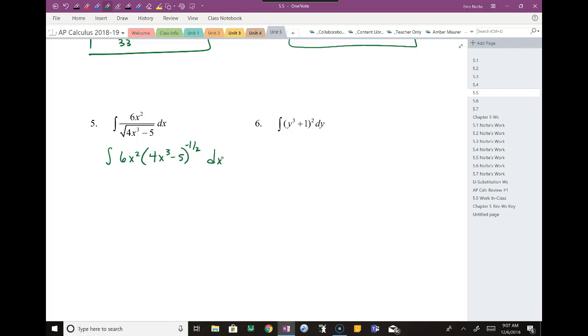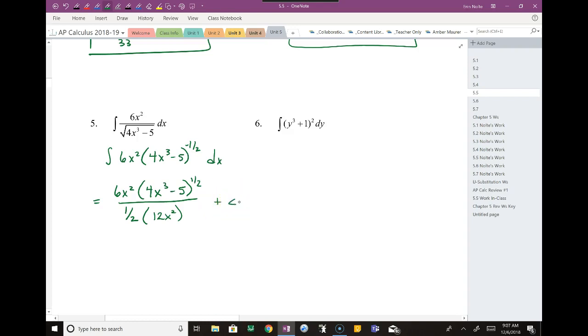All right, you ready? So I'm going to integrate this. I'm going to leave the 6x squared, not going to touch it, and I'm going to integrate the u piece. So I'm going to have 4x to the third minus 5. Now I'm adding 1 to the exponent, so what's my new exponent? 1/2. I have to divide by 1/2. And now what is the derivative of my inside? 12x squared.